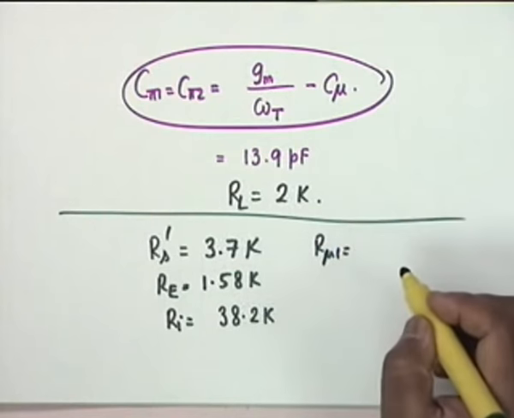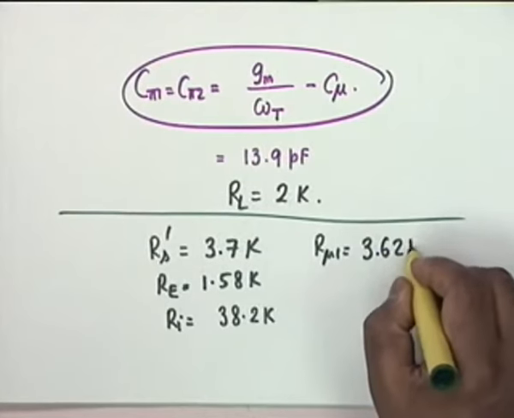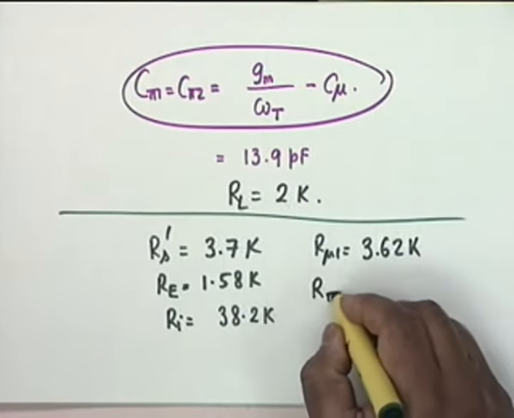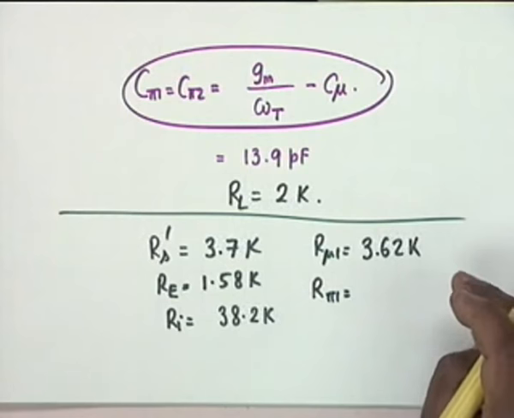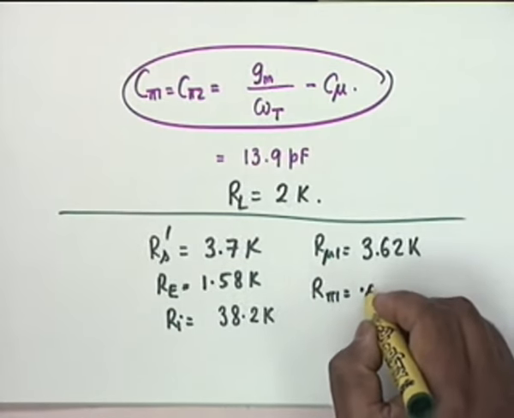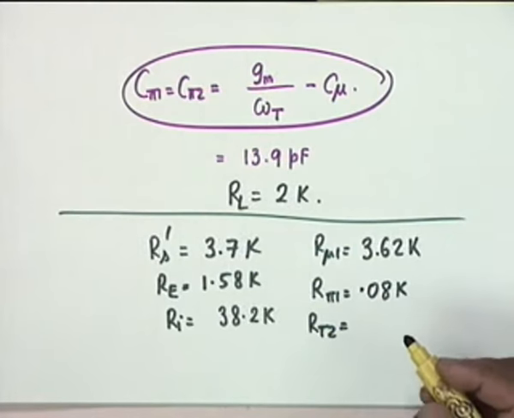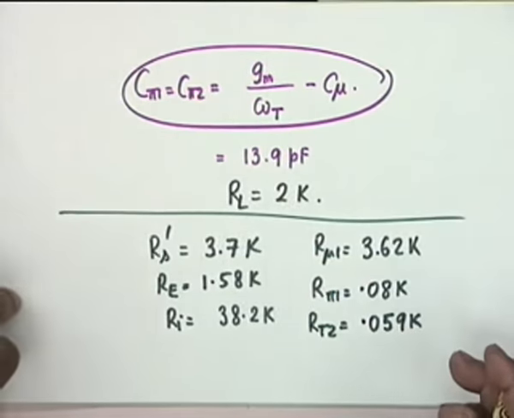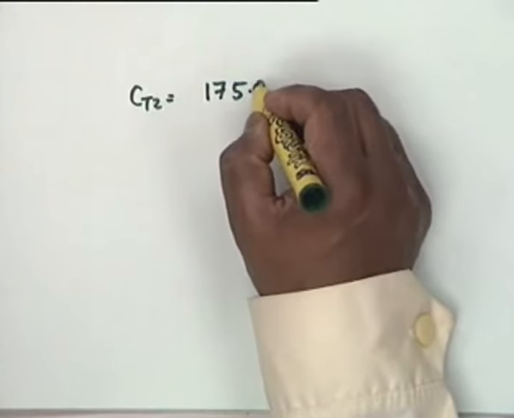R mu 1, which is the parallel combination of RS and RI, that is the resistance seen by C mu 1. This comes as 3.62 K. Then R pi 1, which is the resistance seen by C pi 1, is the parallel combination of R pi 1 and RS plus RE divided by 1 plus GM RE. This comes out as a low value, 0.08 K. RT2, which is the resistance seen by CT2, is also a low value, 0.059 K. You require CT2. CT2 comes as 175.9 pF.